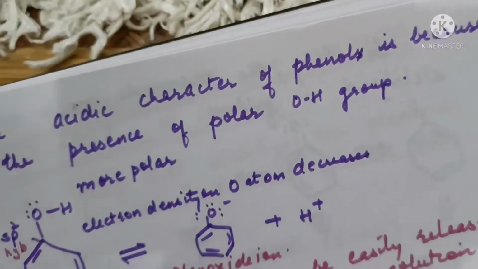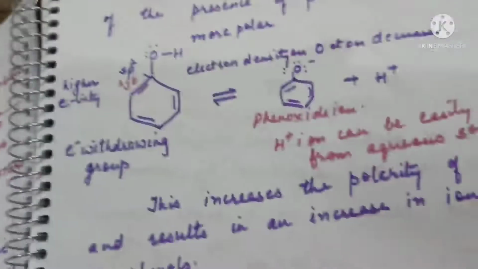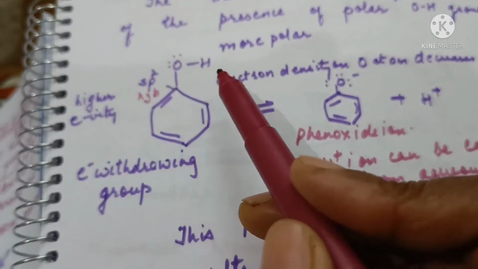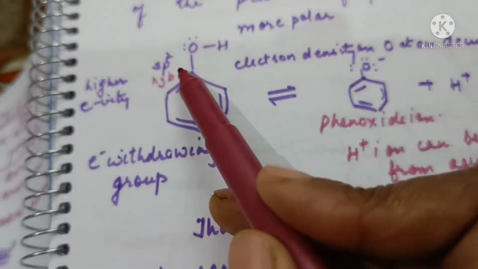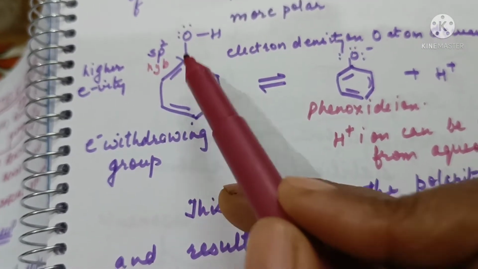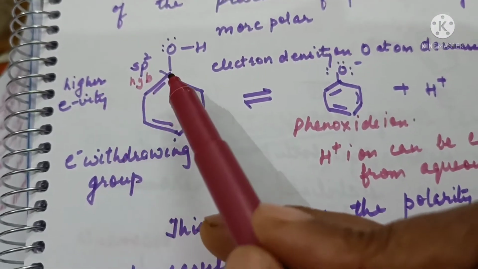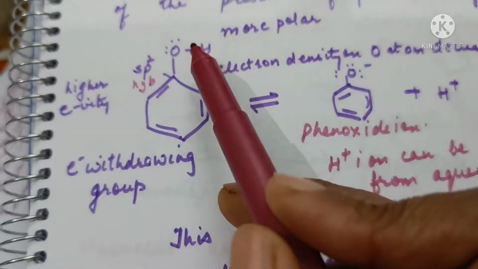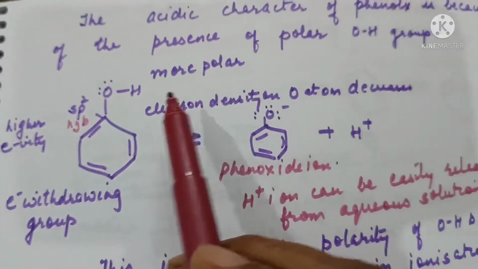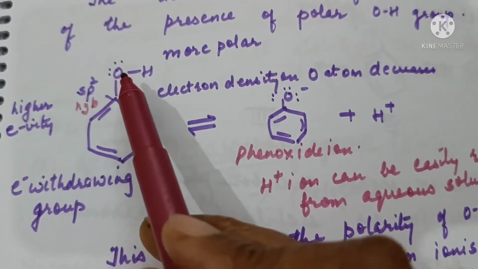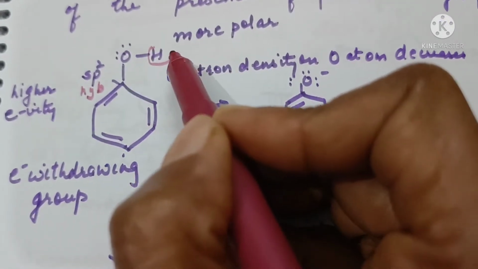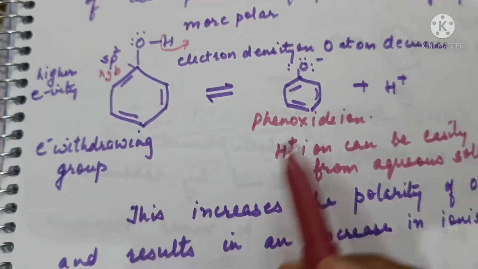The acidity of phenols is because of the presence of the polar OH group. In phenols, this OH group is attached to an sp2 hybridized carbon. This carbon, in comparison to alcohols, has higher electronegativity, so this makes the bond more polar. Electron density on the oxygen atom decreases because of the polarity of this bond, and it will take these electrons, facilitating the release of proton. So it's acidic in nature.